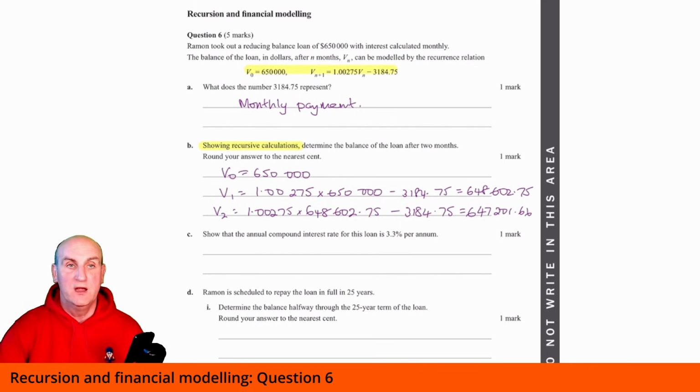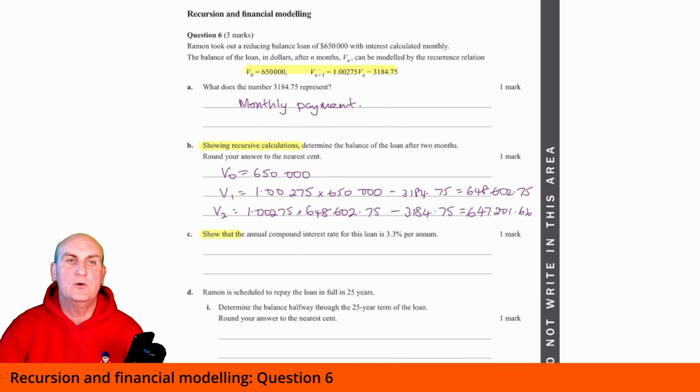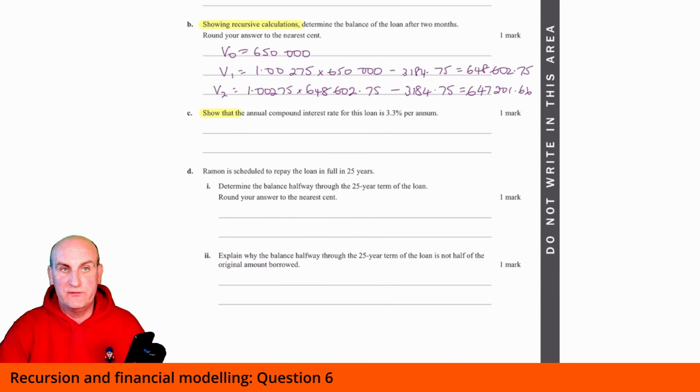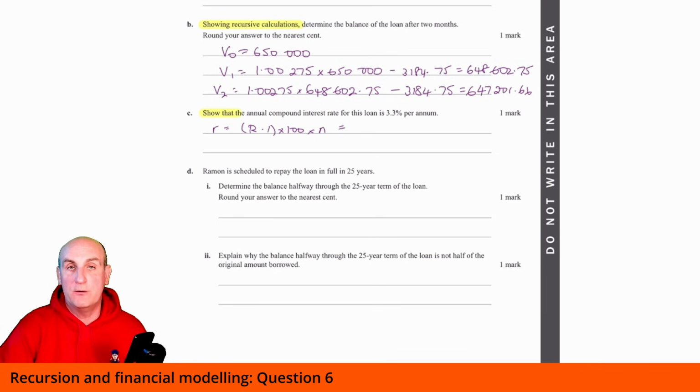All that working for 1 mark. Yes, I know. Show that. Another show that question. And again, lots of people get tricked with this. The annual compound interest rate for this loan is 3.3%. There is a formula. VCAA actually put it in their examiner's notes, and I had never seen this formula before, that basically said little r is equal to capital R minus 1 times by 100 times by n, where n is the compounding period.